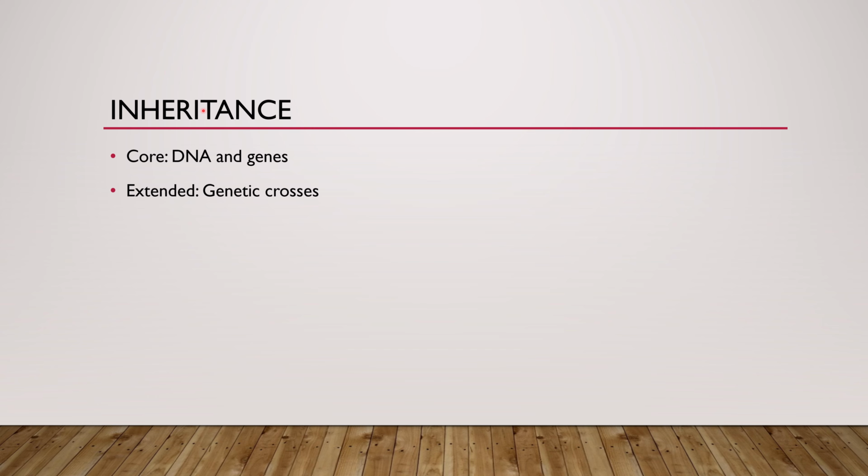This unit is about inheritance. At core level, students learn the basic concepts of inheritance, that is DNA and genes. Students are expected to know that DNA is the genetic material in the cells, and understand that genes are segments of DNA that carry instructions.